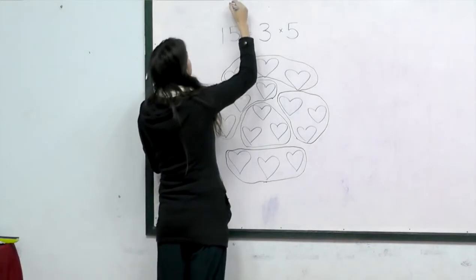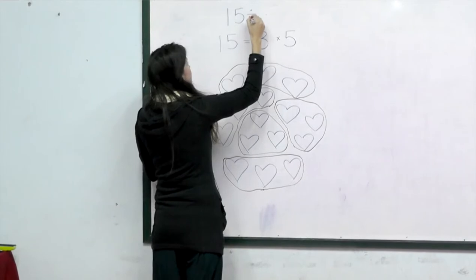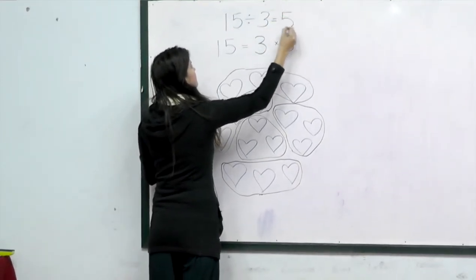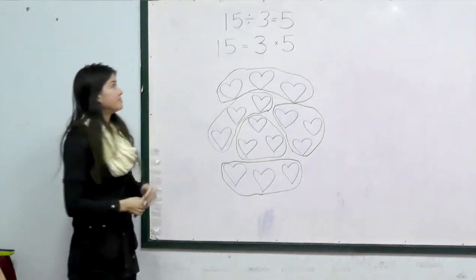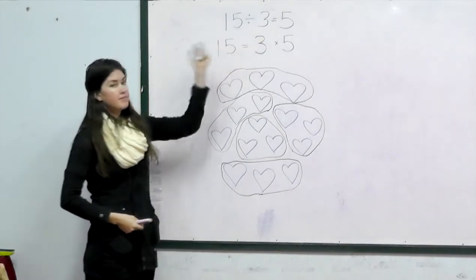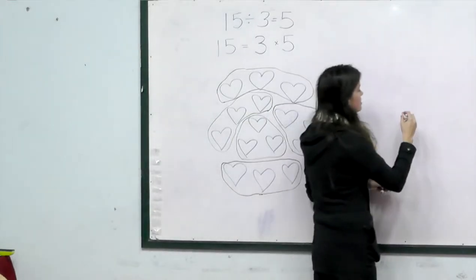We could also think about this as 15 divided by 3 equals 5. Yeah, so do we have the same numbers here? Yeah. We just kind of moved around our equal sign and we flipped multiplication for division. So let's do some more.